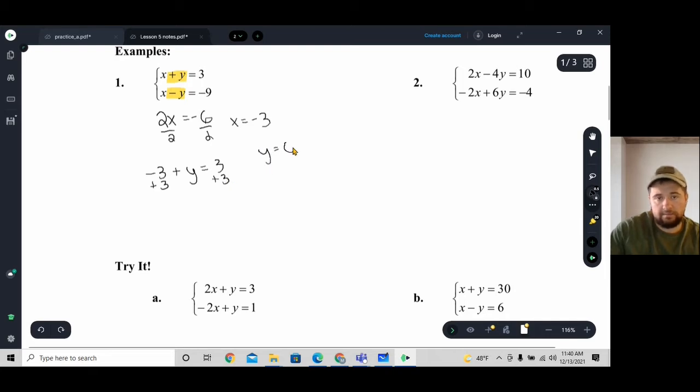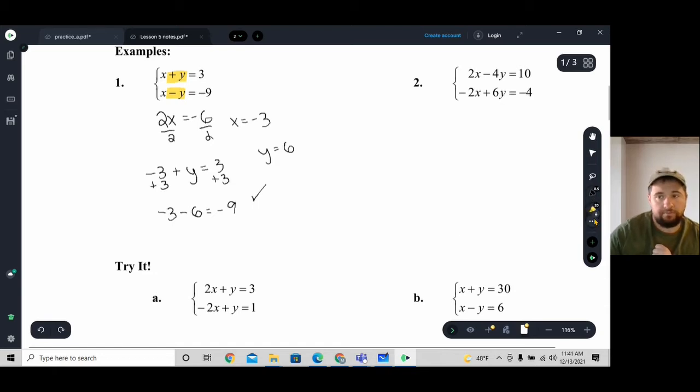Y equals 6. I'm going to prove it. So I'm going to take my second equation and prove that my answers are correct. So is negative 3 minus 6 equal to negative 9? Negative 3 minus 6 does equal negative 9, so I know that my answer is correct.